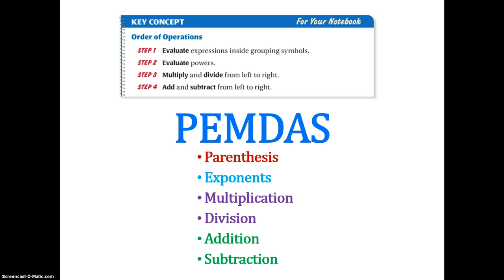Here is a mnemonic device to help you remember the order of operations. PEMDAS. PEMDAS stands for parentheses first, then exponents, then multiplication or division, whichever comes first, going left to right, and then addition or subtraction, whichever comes first, moving from left to right. So let's go through a series of examples to show you how order of operations works.